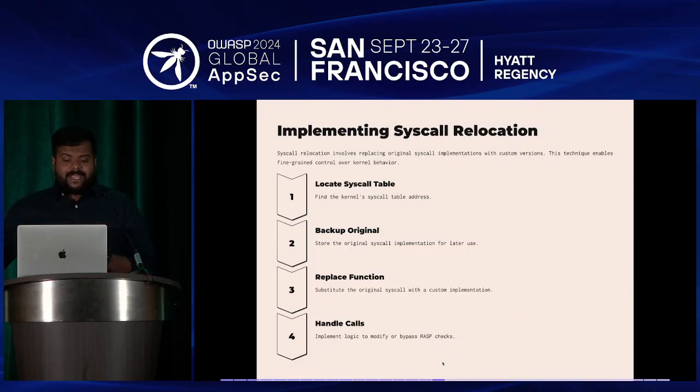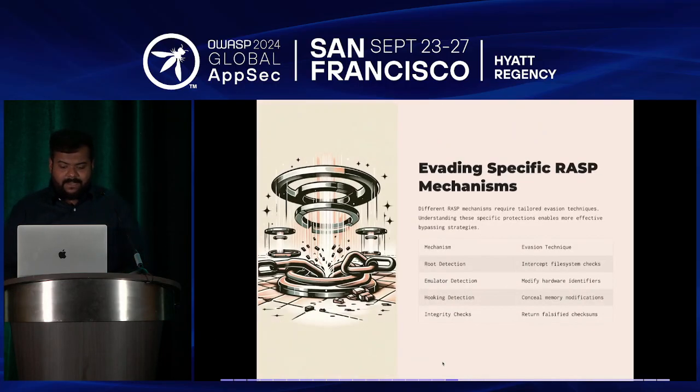First, we need to locate the syscall table address from your kernel. Second, you need to back up the original syscall, of course, because you're not going to make every syscall go through your custom code, but you need a backup of the original. Third, you need a replace function to replace that syscall with your own custom syscall. And fourth, obviously, you need to handle this call to make sure that it works, right? So these are the basic steps required to write a proper kernel driver. And in textual form, this is how it kind of looks like.